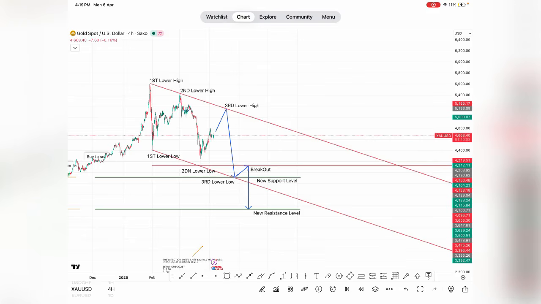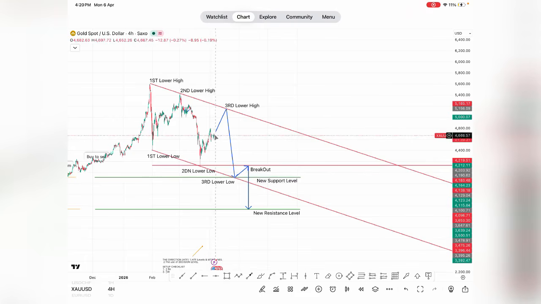At the point that you've done these analysis, you've entered into the trade and you expect to make profit, you need to set your take profit, and you need to also set your stop loss. Okay? So for instance, the trade is currently at 4,667. Okay? And we need to make an entry.